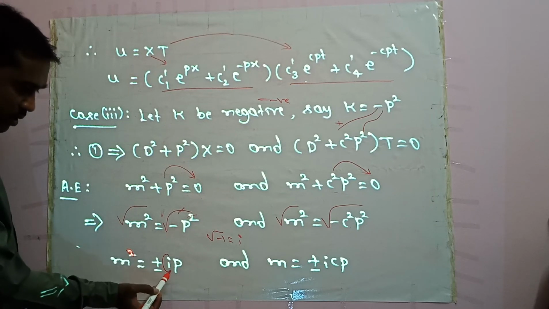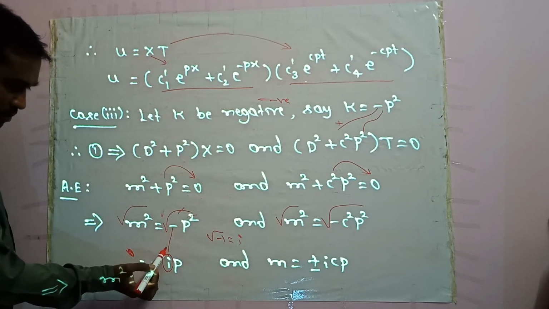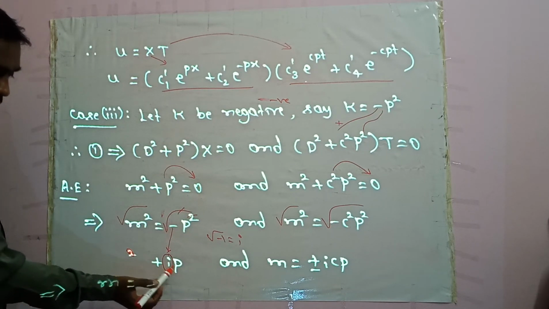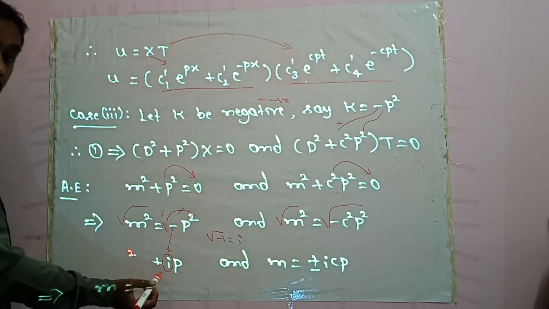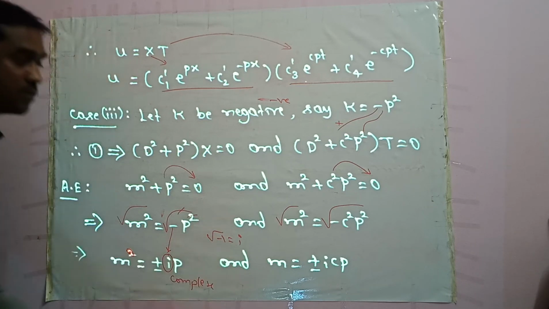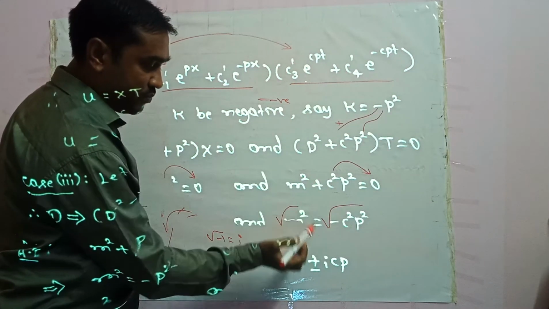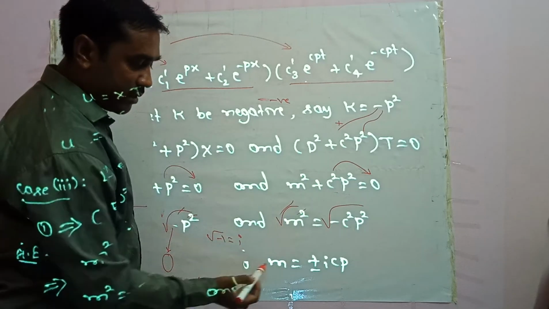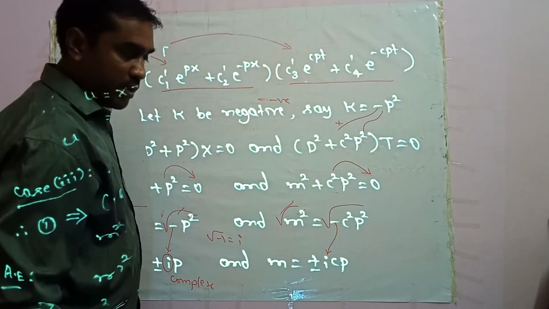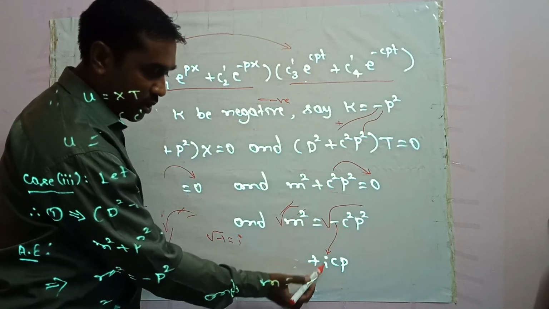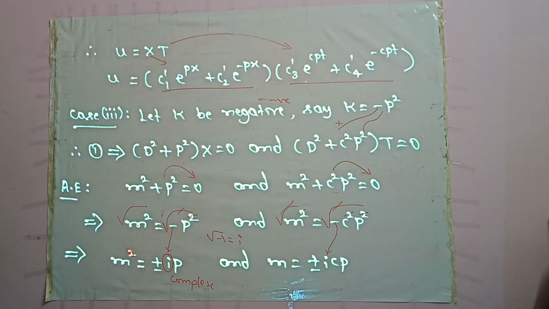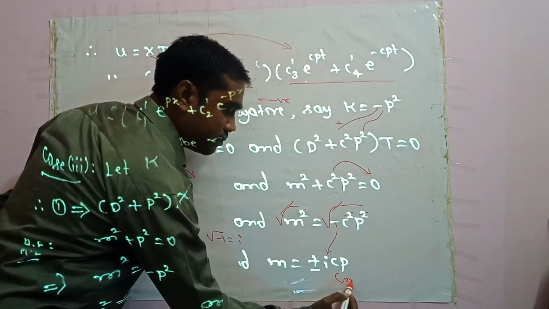From where is this i coming? Because of this minus, and the square and root got cancelled. m is equal to plus or minus ip. So we got complex roots. And here also, if you apply the root, square and root will get cancelled. m is equal to plus or minus, root of minus 1 is i, this square and root will get cancelled, icp. So here also we got complex roots.